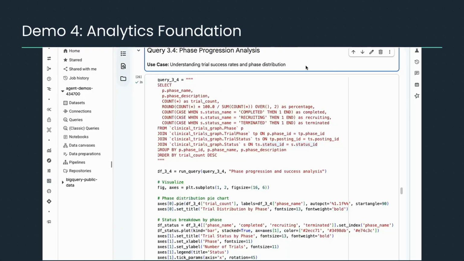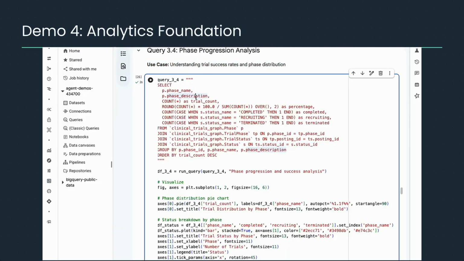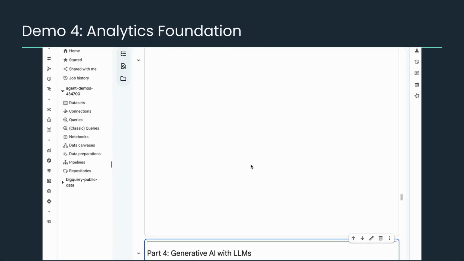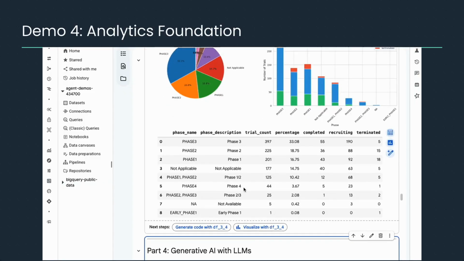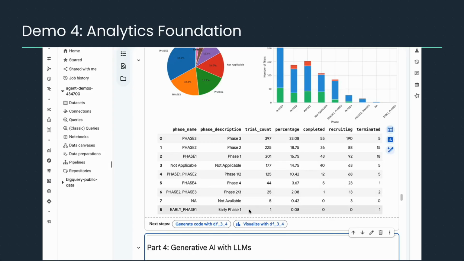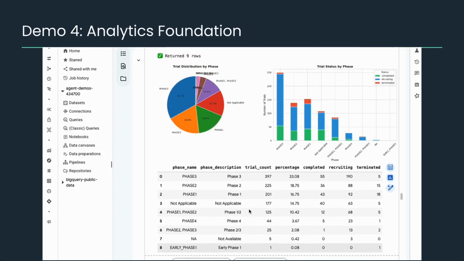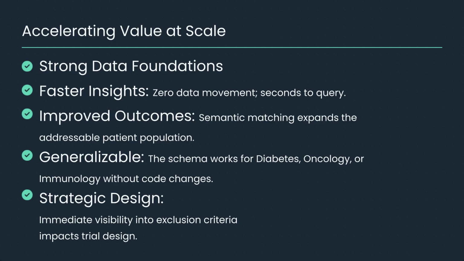Finally, because this platform is built entirely on BigQuery, we maintain complete visibility. Here, we can instantly pivot from granular details to a high-level view of the entire trial landscape. This dashboard provides real-time competitive intelligence, allowing us to monitor market trends, validate our portfolio strategy, and identify new opportunities with confidence. The platform delivers tangible value, building strong data foundations, providing faster insights with zero data movement, and improving outcomes through semantic matching. It is generalizable and can easily span to other areas, and enables strategic trial design modifications by immediately highlighting exclusion criteria impacts.